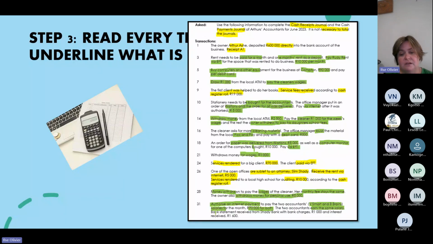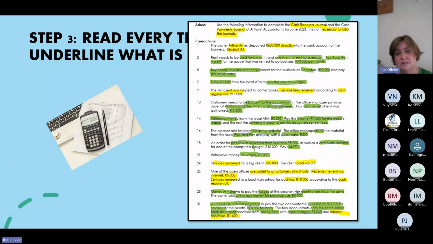And then if you receive a bank statement from Shady Bank, first, bank charges is something that you will pay, but now they also said interest received. Now, if you receive interest, then it will be on your CRJ. So now you have your CRJ transactions in yellow and your CPJ transactions in green.